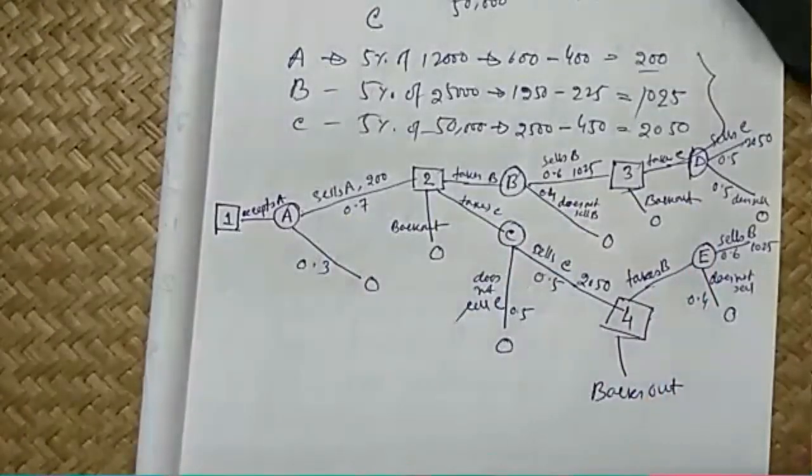Those are not decision nodes. Decision nodes are, you see, these 1, 2, 3, 4, these are decision nodes, and those having probability are the chance nodes.